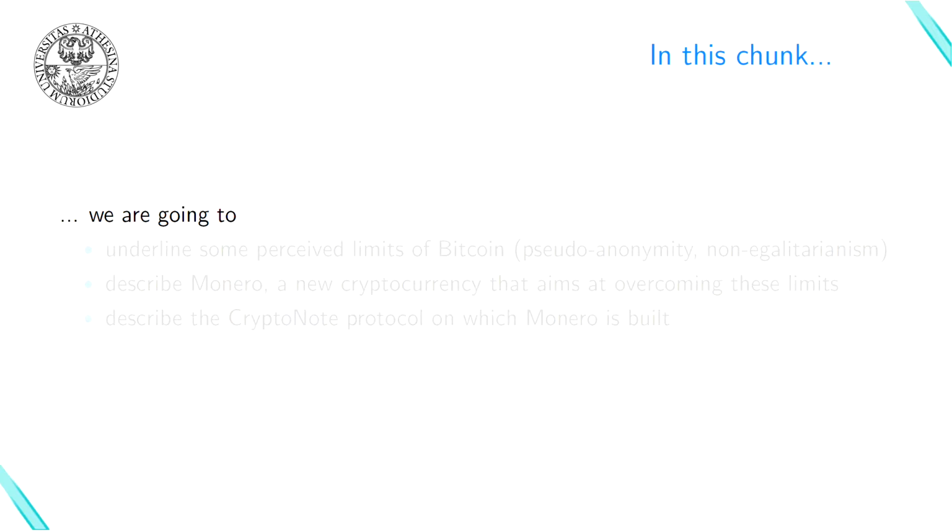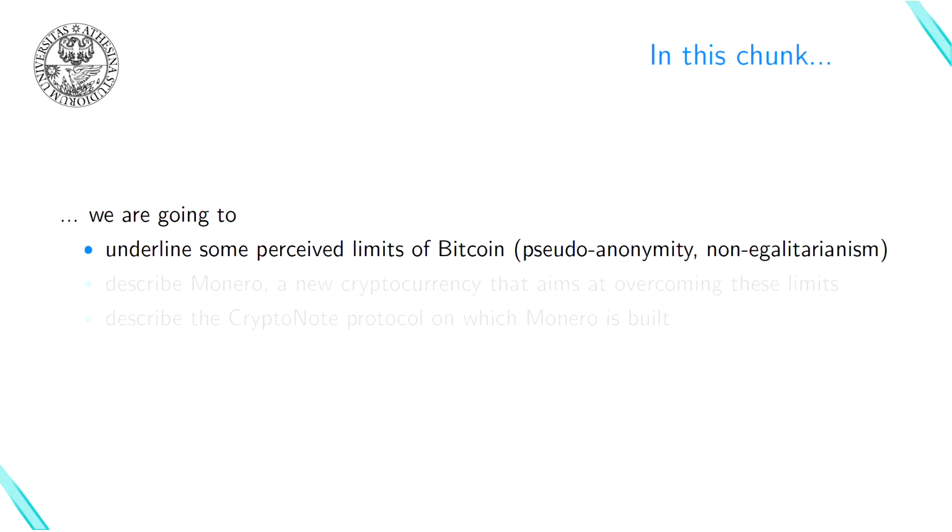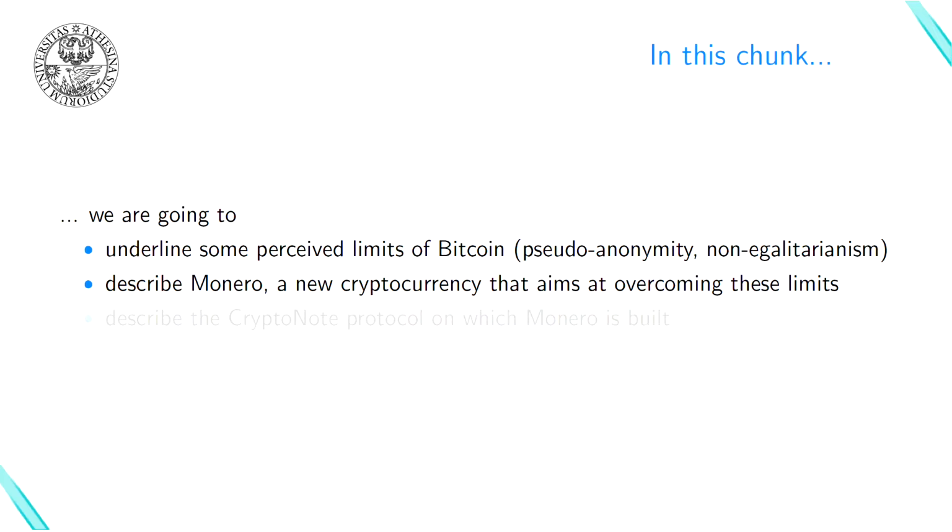In this chunk, we are going to underline some perceived limits of Bitcoin, the pseudonymity, the non-egalitarianism. We will describe Monero, a new cryptocurrency that aims at overcoming these limits. And we will describe the CryptoNote protocol on which Monero is built.